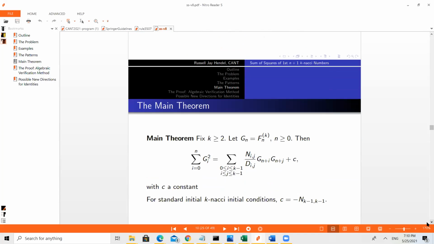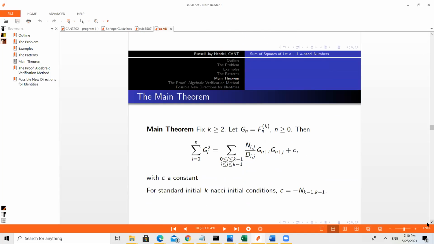For k greater than or equal to 2, let g_n equal F_n^(k). It's a recursive sequence. Those are the generalized Fibonacci numbers. Each one is the sum of the previous k, and you start with any initial conditions. The sum of g_i squared is a summation over all i, j in the 0 to k minus 1 rectangle of g_{n+i} g_{n+j} with coefficient n_ij over d_ij. Actually, this should just be d_k, because d_ij is independent of i and j. This is not wrong. It just can be made simpler.